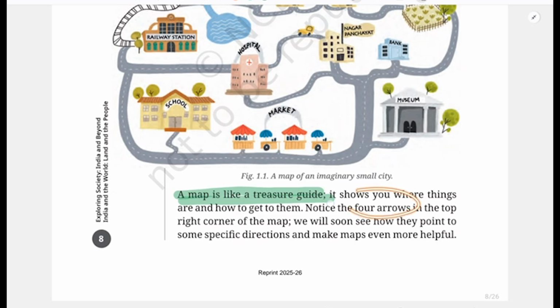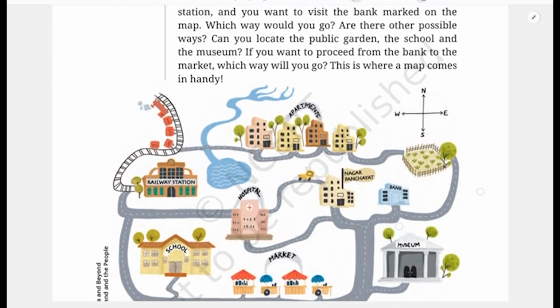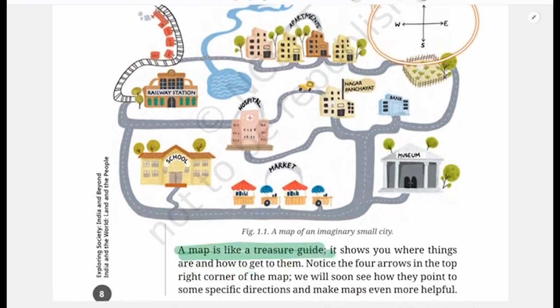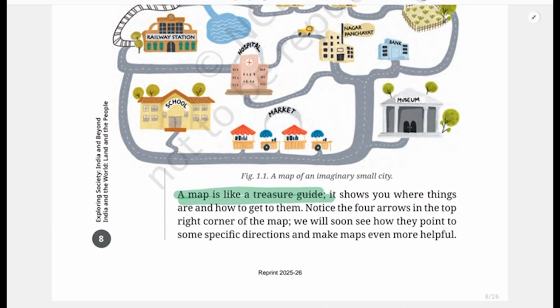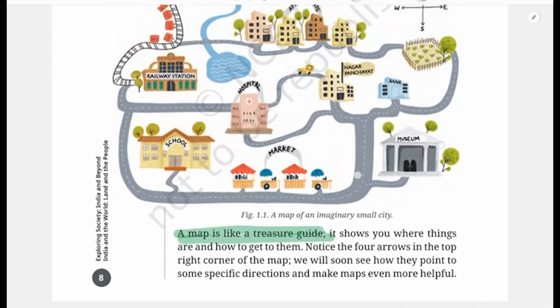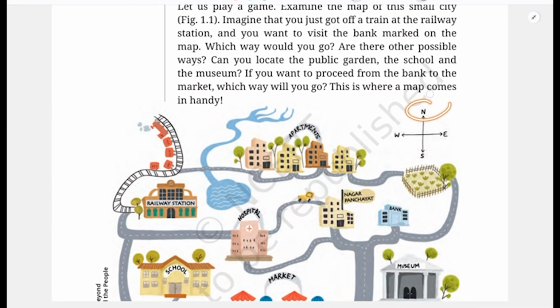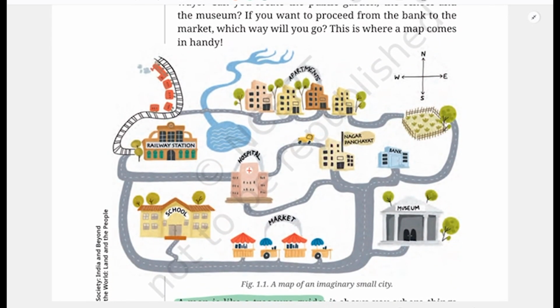You can notice 4 arrows on top of the right corner of the map. So what is it? You'll soon see how they point to the specific ways and make maps even more helpful. They represent north, south, east and west. So it aids us in going in the way you want to reach your final place.